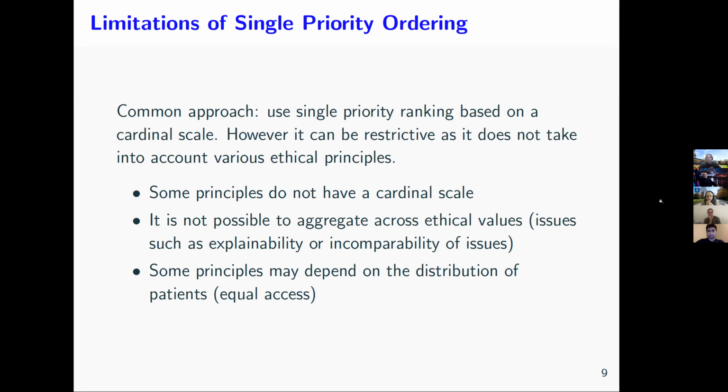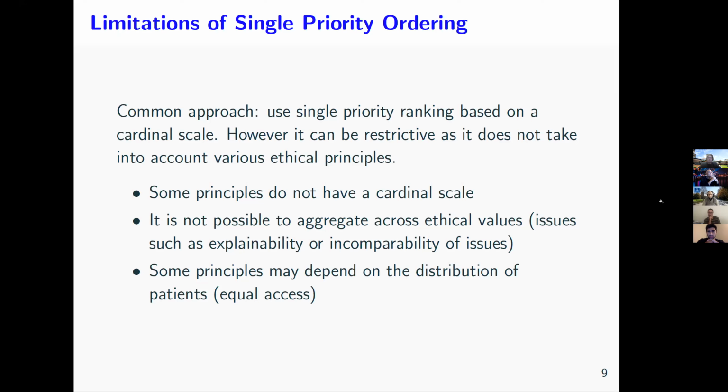So in terms of concrete rules, one concrete rule which is used in certain places around the world is that of quantifying how much a particular person needs a health unit. And by using this quantification, you get a priority ordering based on this cardinal scale, and use that priority ordering to make allocation decisions in a greedy manner. However, it's been pointed out in several papers that such an approach can be restrictive. It does not take into account various ethical principles, at least very explicitly. And there are various other limitations as well.